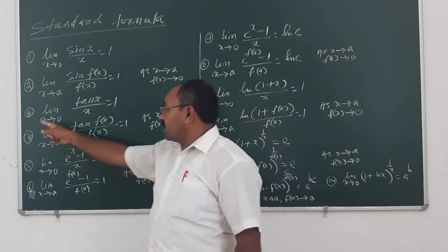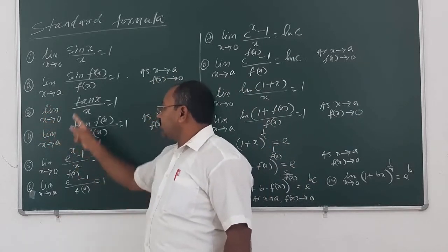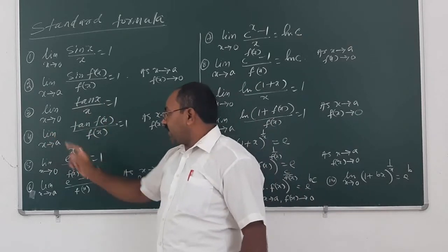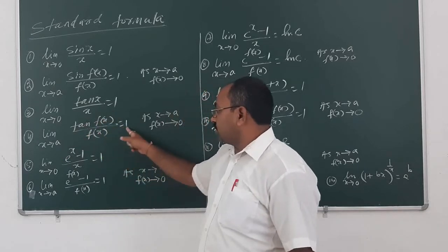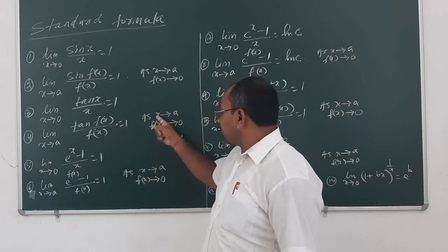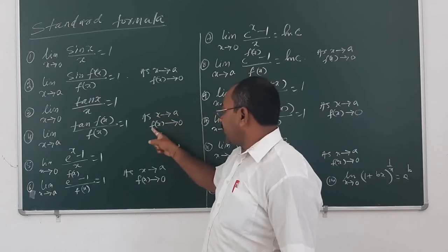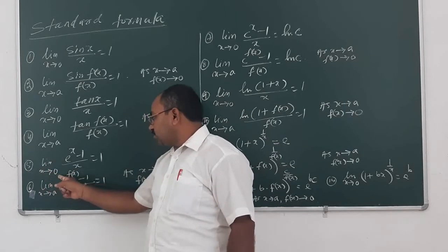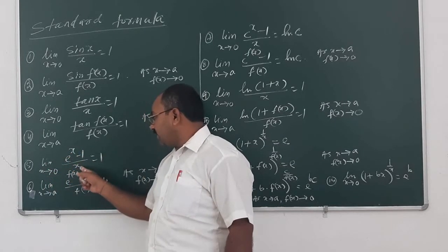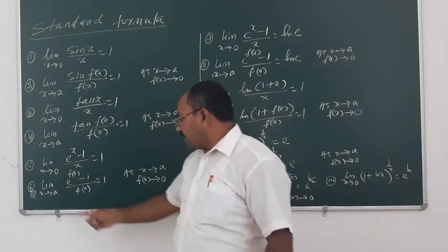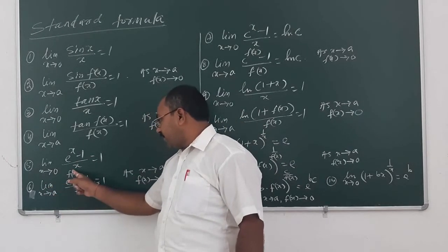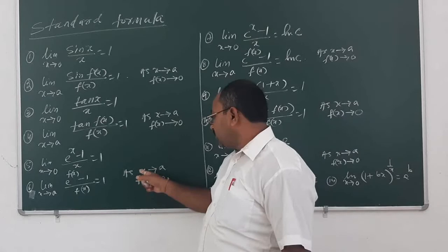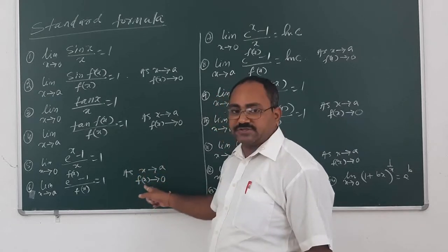Formula number 3: limit x tends to 0, tan x by x is equal to 1. Similarly, limit x tends to a, tan f(x) by f(x) is equal to 1. But the condition is, if x approaches a, f(x) tends to 0. Formula number 5: limit x tends to 0, e power x minus 1 by x is equal to 1. Next formula: limit x tends to a, e power f(x) minus 1 by f(x) is equal to 1. Same condition. What is the condition? If x approaches a, then f(x) tends to 0.